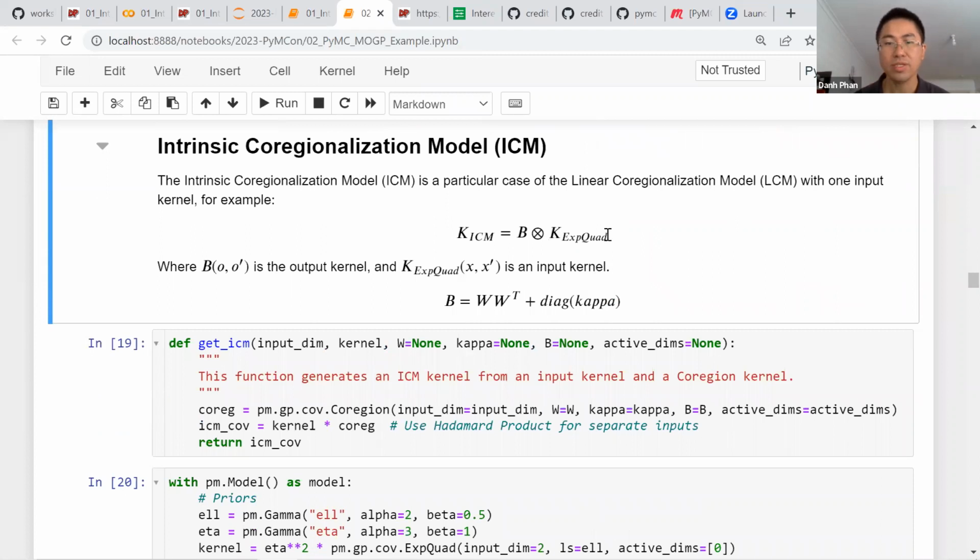Another kernel. In this case, we choose a simple exponential quadratic, but basically you can choose other kernels as well, right? And the B here will be equal to W W transpose plus some diagonal here. So you can set up the B using that.